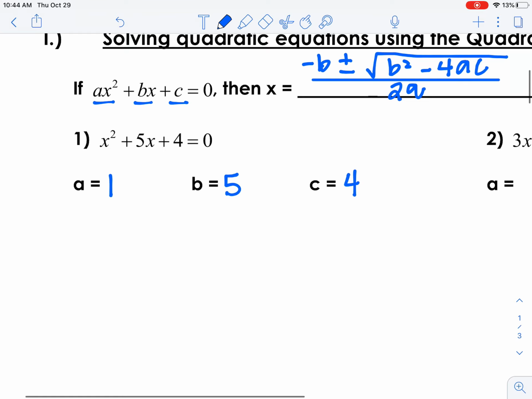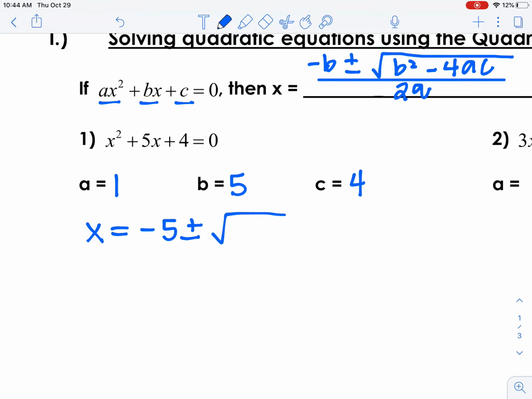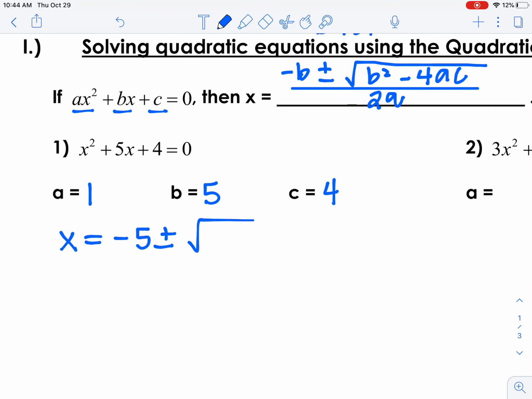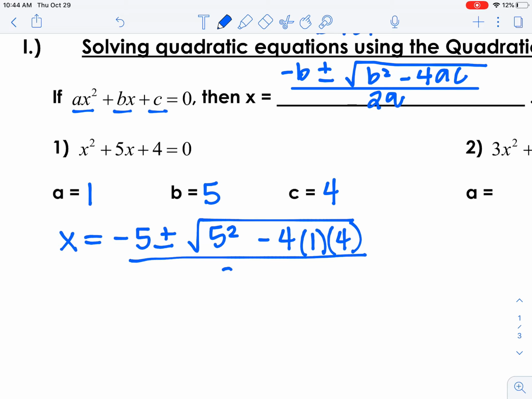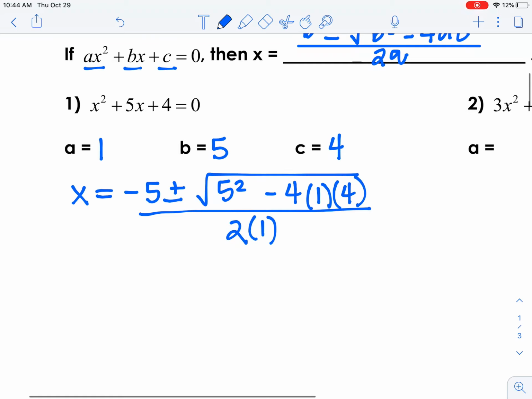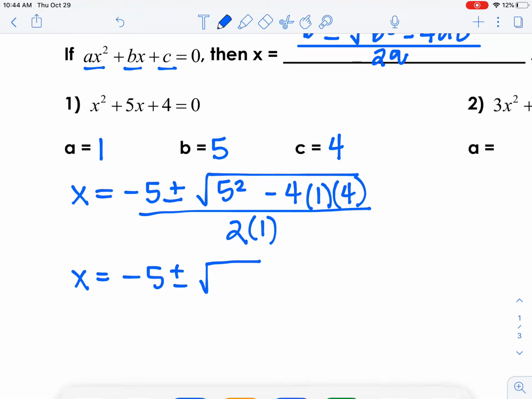So now I plug this into my calculator, or into the formula, sorry. X equals negative B, so negative 5, plus or minus, always that plus or minus because we're taking the square root, sorry everybody. B squared, so 5 squared minus 4 times A times C, all over top of 2a. Okay? Now I'll tell you that the first thing I do to simplify is figure out what number is under the radical. So that's 5 squared minus 4 times 1 times 4.